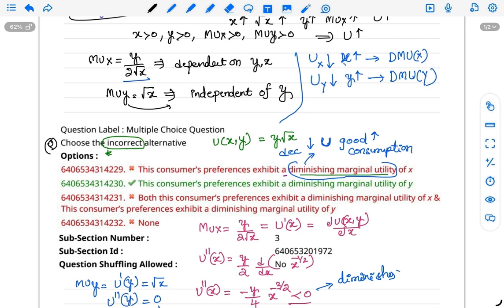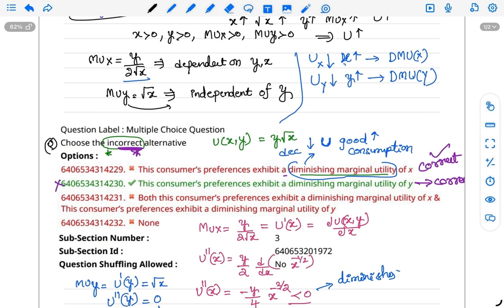Which options are incorrect? They are asking about incorrect. Very important, remember. But this is the correct option. So the next option, the consumer preference exhibits a diminishing marginal utility of y, is not correct. That is incorrect.